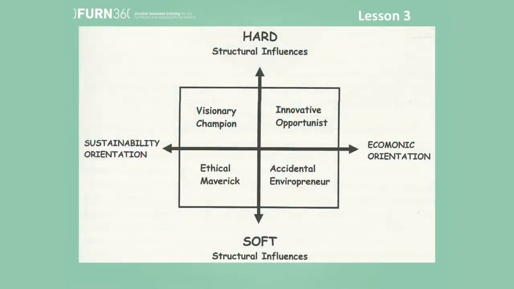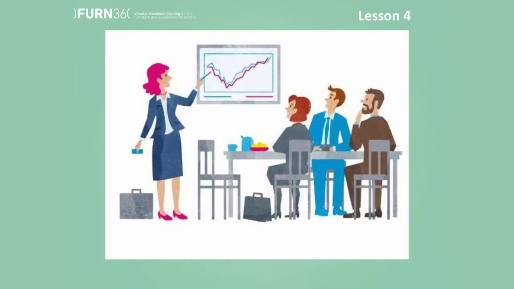Lesson 3 describes the entrepreneurial motivation, focusing on ecopreneurs and different types of ecopreneurs, depending on the interplay between individual motivations and the broader economic and social context. Lesson 4 explains why entrepreneurial skills are important in order to have a successful business. Some of these entrepreneurial skills include social skills and bricolage skills.